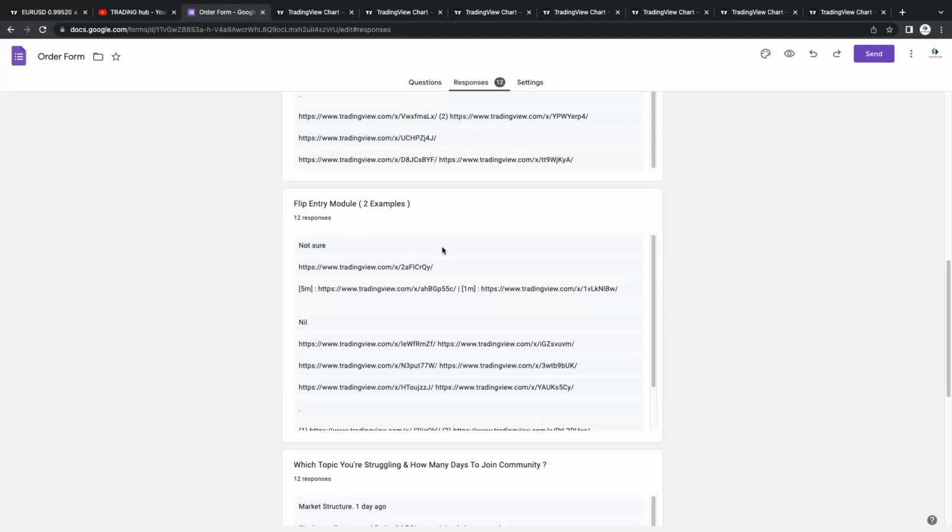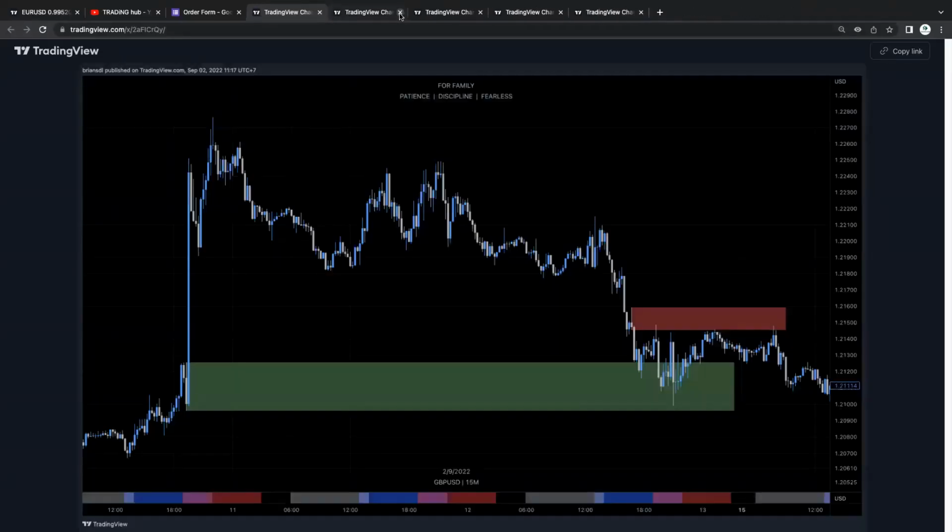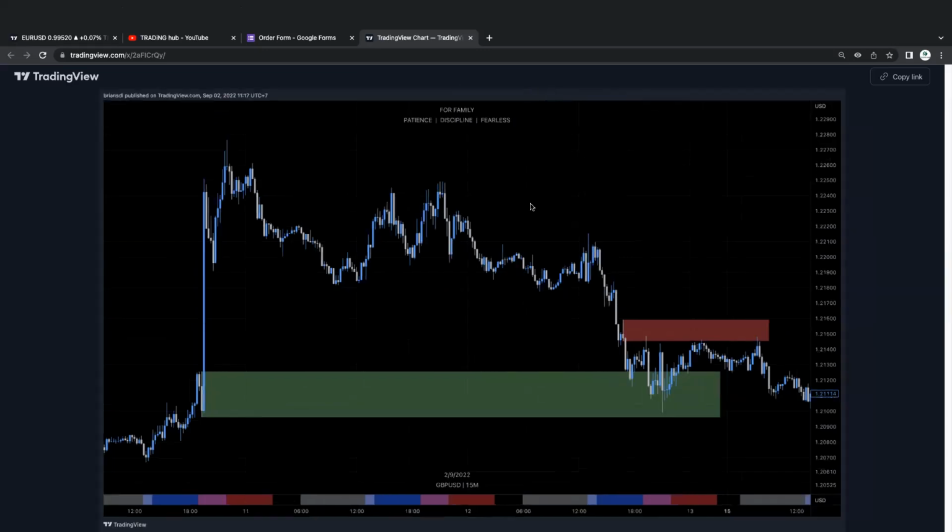Flip entry model, not sure. The first one is here. Flip is here. First thing, this one is not a flip. This is an SMT. Why? Because this one is not a good example for the flip. Right. For example, here. Let me show you exactly how we can identify the flip.